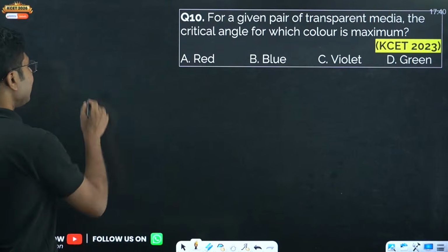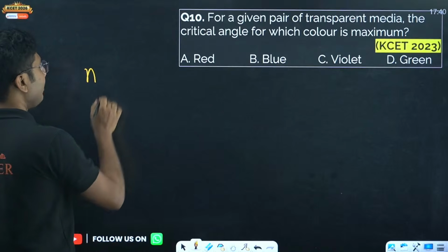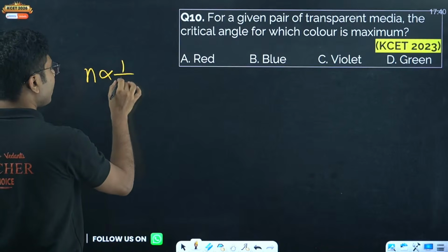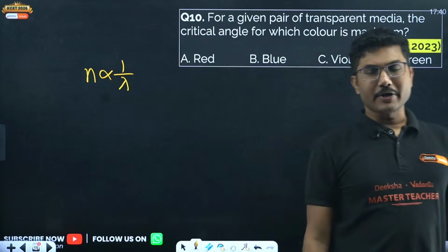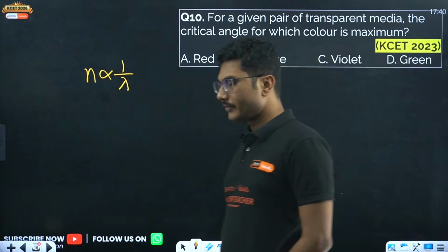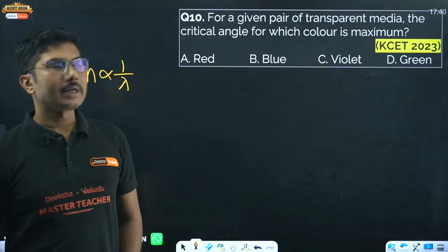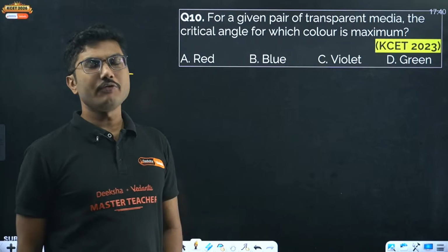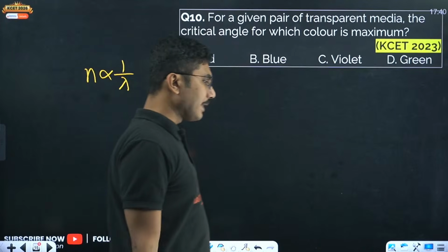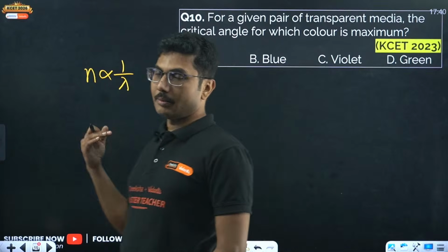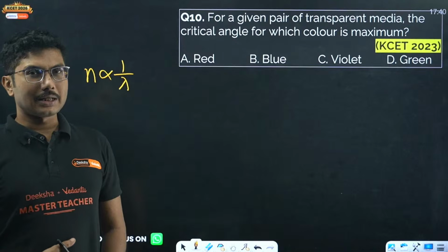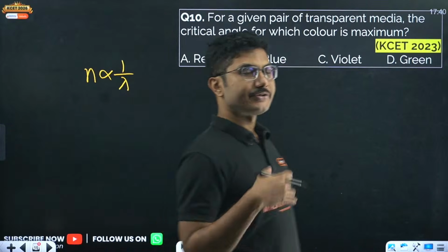Now we know that the refractive index of a medium is inversely proportional to wavelength. The higher the wavelength, the smaller the refractive index. For example, the refractive index of red is smaller compared to the refractive index of violet. Red color does not deviate much when it goes from one medium to another, but other colors, for example violet, deviate the most.